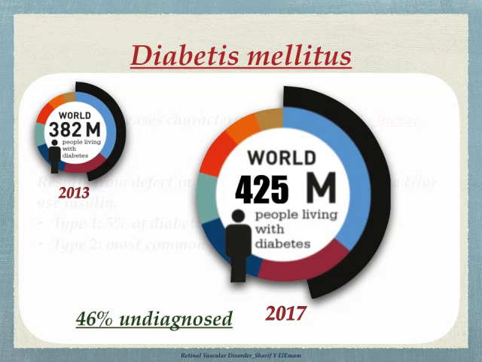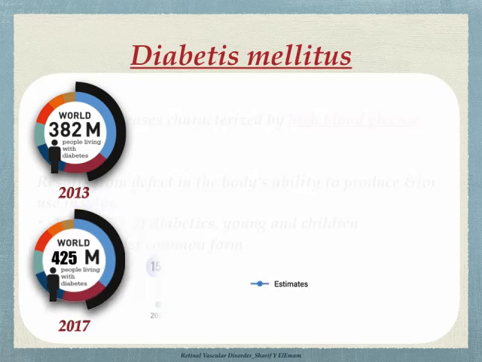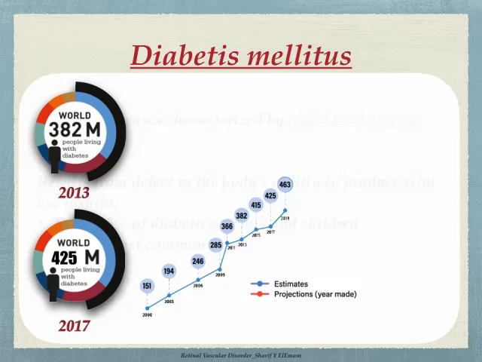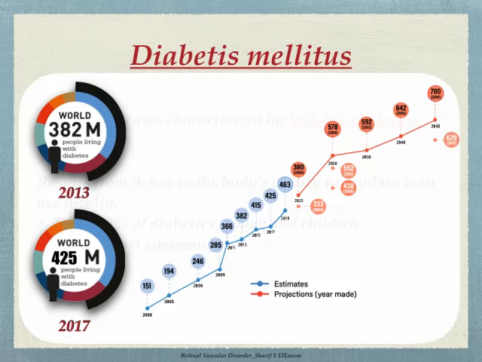This is only estimates. And if we go back and trace the increase of diabetes mellitus since 2000, we will see that between the year 2000 and the year 2019, the incidence of diabetes mellitus has tripled or even more than tripled, and is expected to rise even further, to reach about 700 million people by about the year 2060.